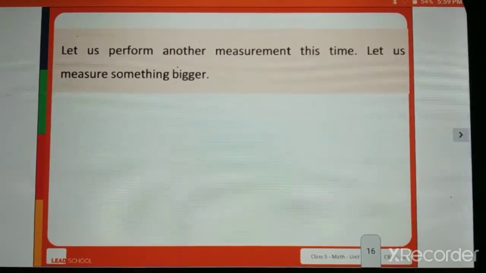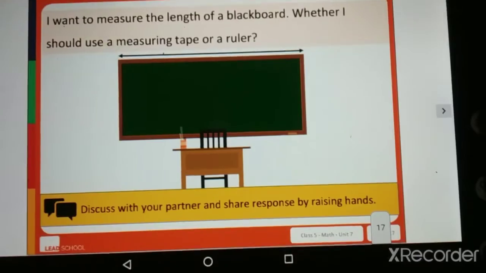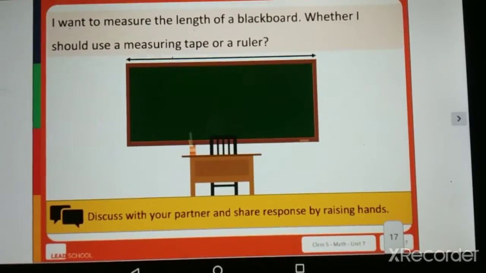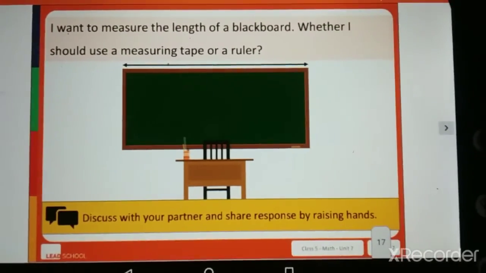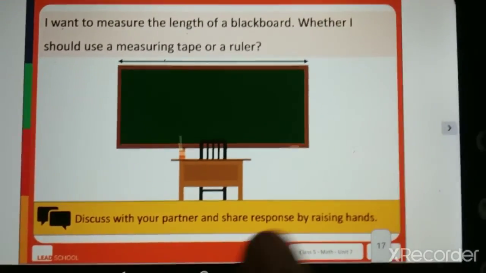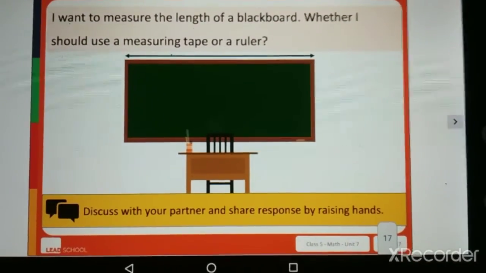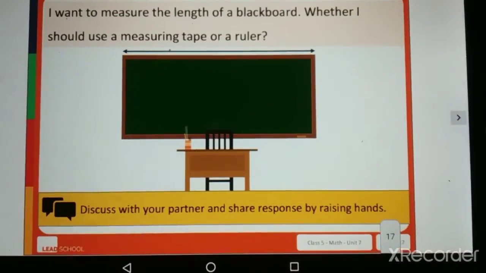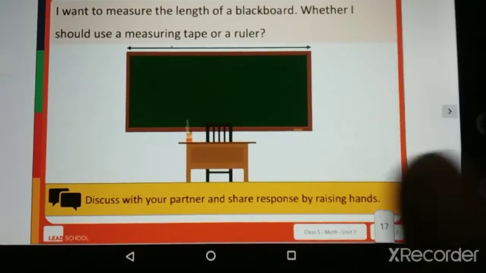This time let's measure something bigger. For bigger things we have to use something else. Usually you see a blackboard in a school. Nowadays you are not going to school, that is true, but usually you see these things in school, like the blackboard, right? I want to measure the length of the blackboard. Should I use a measure tape or a ruler? We could use both.